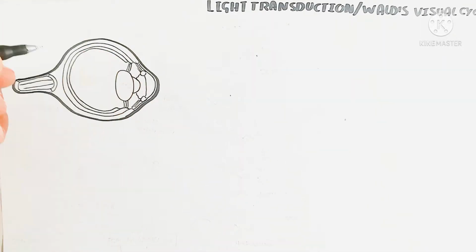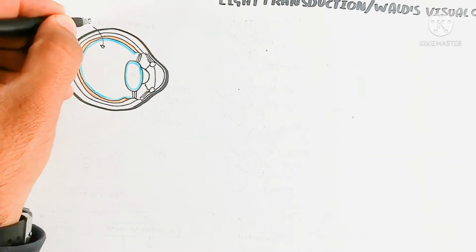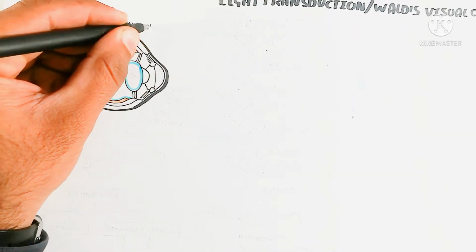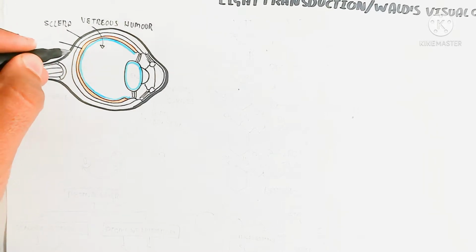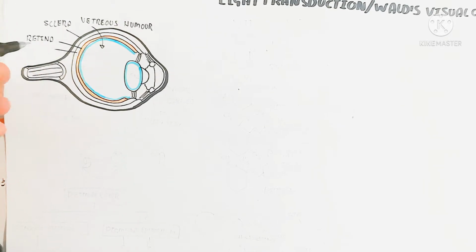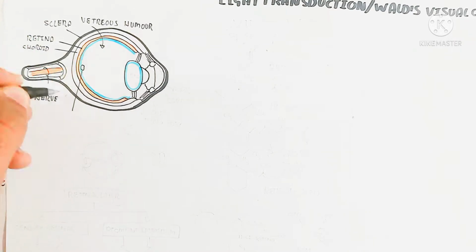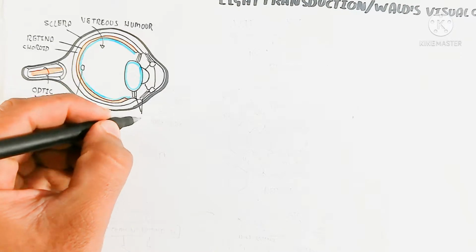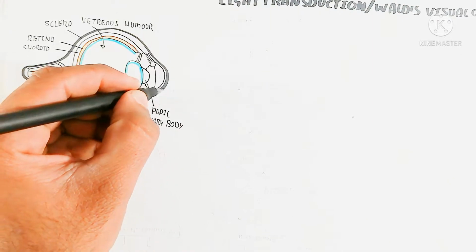So here the eye contains different parts. For example, the lens, and the innermost part is the vitreous humor, a fluid-like structure which maintains and also nourishes the eye. The uppermost layer is the sclera, then the choroid, and the innermost layer is the retina. The retina contains more layers, which we will discuss later. And here is the optic nerve, which gives the signal to the brain.